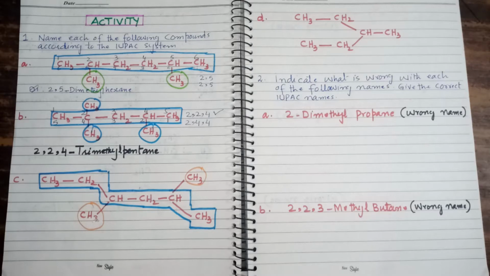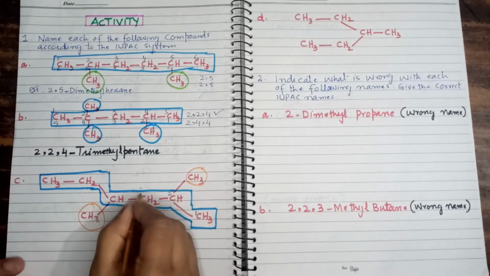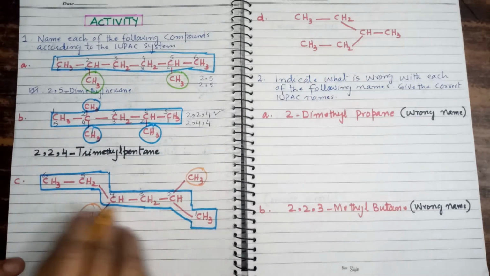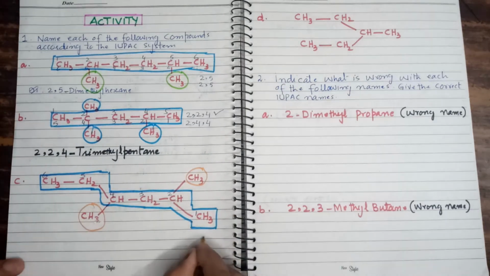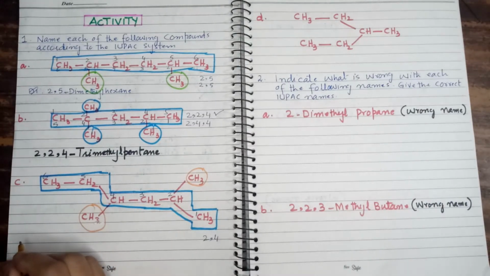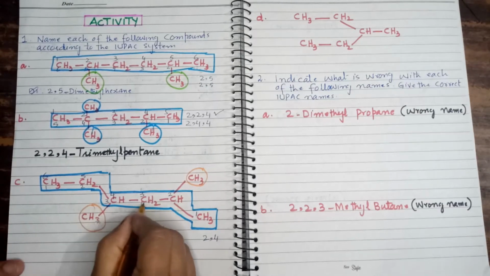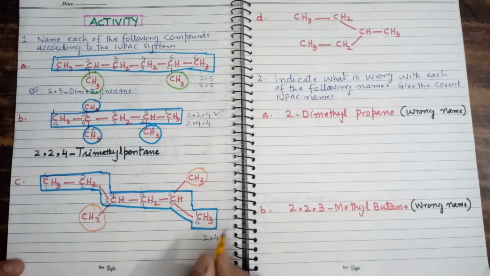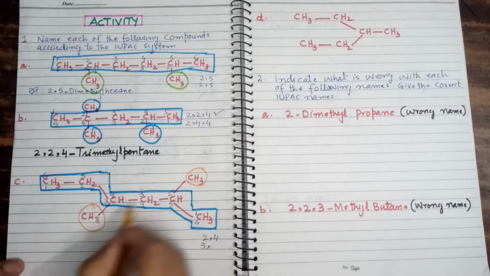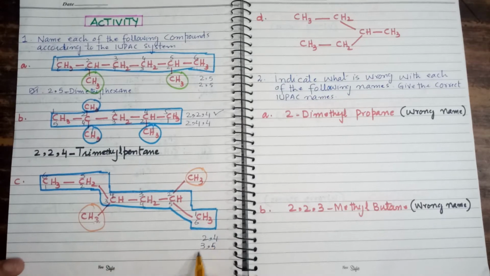Then we do the numbering of the parent chain. 1, 2, 3, 4, 5, 6. If we do the numbering from this end, one radical would come at carbon number 2, right? Another radical would come at carbon number 4. But if we do the numbering from this end, 1, 2, 3, 4, 5, 6, right? One radical would come at carbon number 3, another radical would come at carbon number 5. So which numbers are lower?